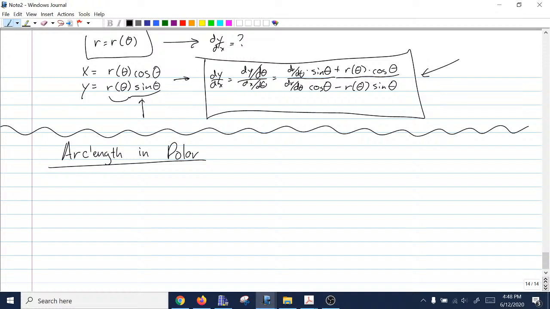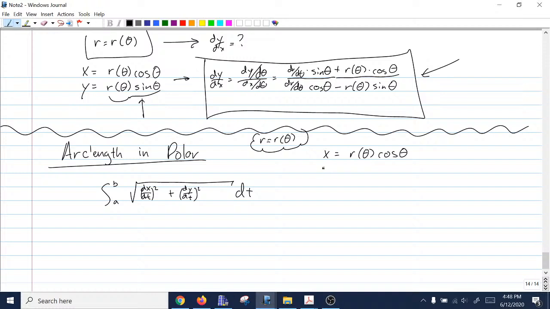The arc length formula was the integral of the square root of dx dt squared plus dy dt squared, and you integrated with respect to t. In our context, x is some function of theta. I'm assuming r is some function of theta floating around that I don't know what it is yet. So x is that function times cosine theta. y is that function times sine theta. I want dx dt and I want dy dt, and then I want to square them and add them up and take the square root.